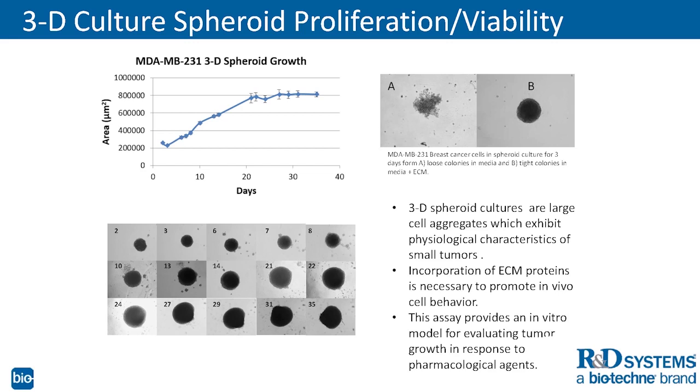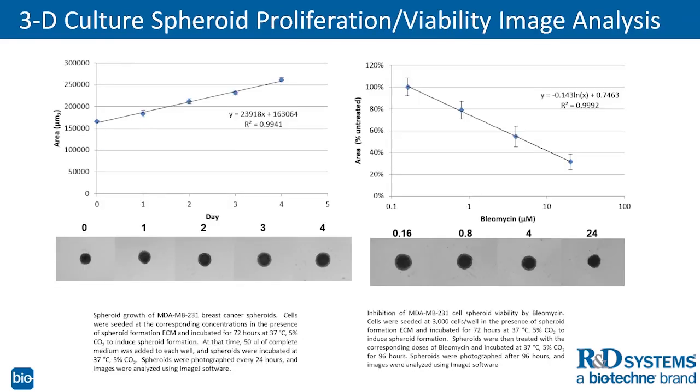If we look at the figure on the right, this just demonstrates the importance of the spheroid formation ECM. Figure A are MDA MB231s in the absence of the spheroid formation ECM. They just form these very loose colonies. And in B, with the spheroid formation ECM, we have a nice compact spheroid formation. Okay, and we can also look at spheroid growth over time, as well as inhibition of growth using this technique as well.